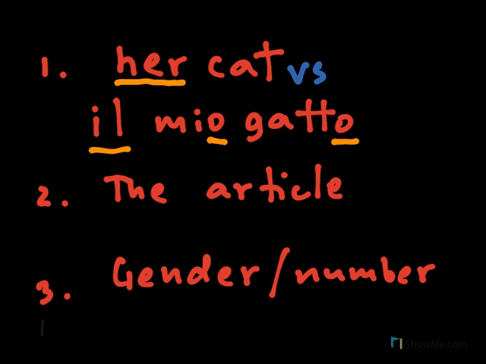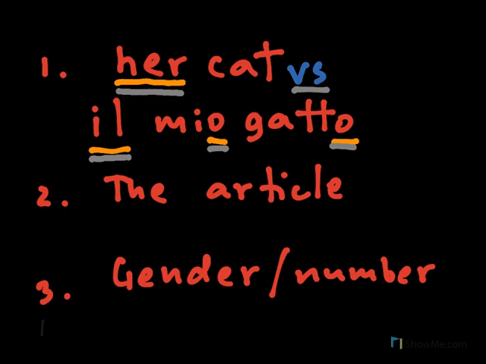All right, so the differences between the possessive adjectives in English and in Italian. In English, the possessive adjectives give you information about the owner. For example, her cat gives you the information that the owner of the cat is a female. In Italian, instead of giving you the information about the owner, the possessive adjectives give you the information about the gender of the item possessed.